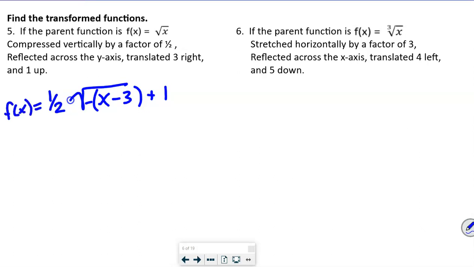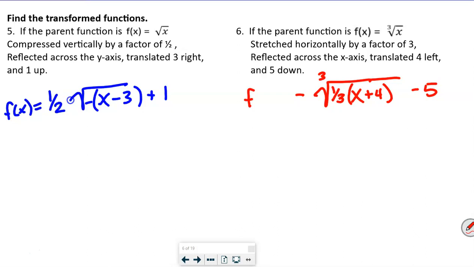after it's been transformed. Okay, the next one is a cube root, so we're going to do that one over here. So again, I got a cube root of x, so I'm going to do that like this. This one said stretched horizontally by a factor of 3. Okay, so now listen. When we do these, we're always going to make it the inverse. So this is going to be 1/3, right? And then reflected across the x-axis, that means that's going to be negative out there. And then it says translated 4 left, so that's going to be +4 because it's minus a -4. And then 5 down, -5.